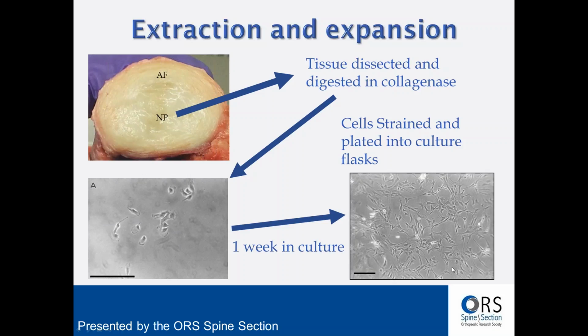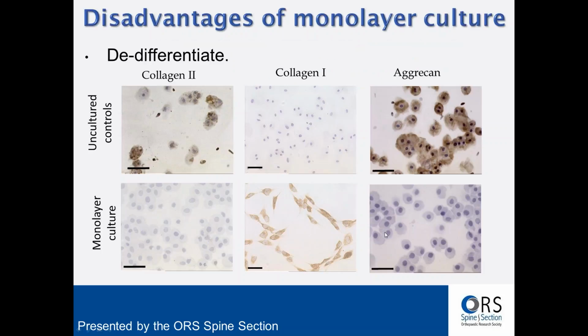So you can see they look fairly fibroblastic, they're spreading out very rapidly, and they do proliferate fairly fast if the sample is from a normal patient. If the sample's from a more degenerate patient, they are much slower to actually settle down. Now the main problem with this monolayer culture is the cells within there de-differentiate. So this means they lose their normal phenotype, which they experience in vivo.